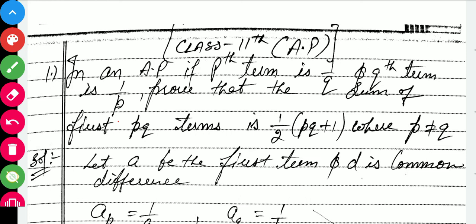Good afternoon, students. Today we will start the problems of chapter Arithmetic Progression of class 11th CBSE.